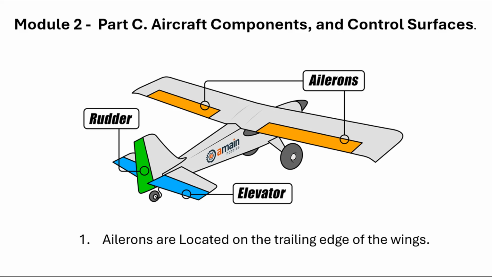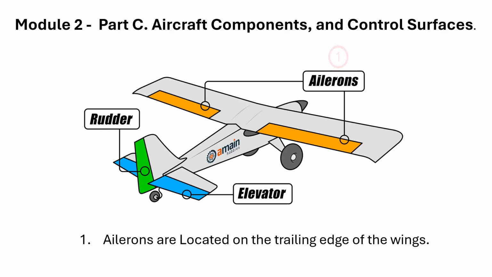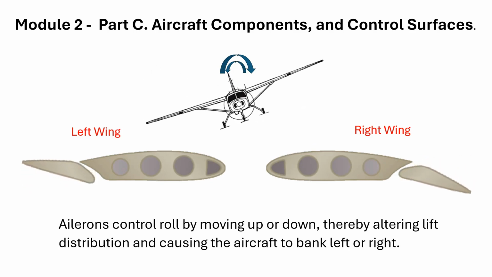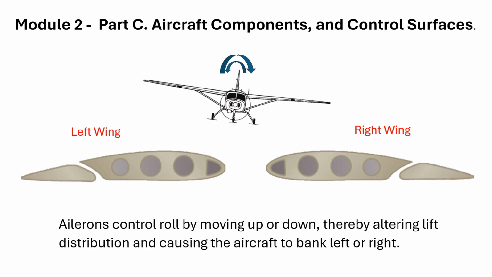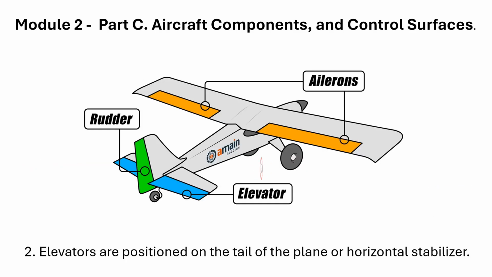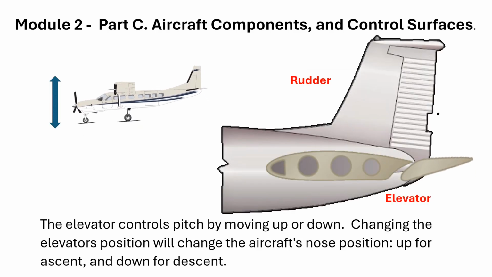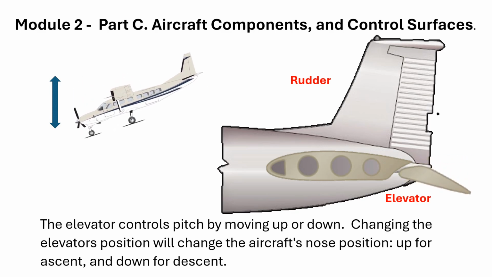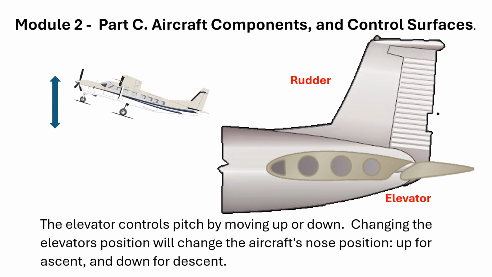Part C. Aircraft components and control surfaces. 1. Ailerons are located on the trailing edge of the wings. Ailerons control roll by moving up or down, thereby altering lift distribution and causing the aircraft to bank left or right. 2. Elevators are positioned on the tail of the plane or horizontal stabilizer. The elevator controls pitch by moving up or down. Changing the elevator's position will change the aircraft's nose position, up for ascent and down for descent.